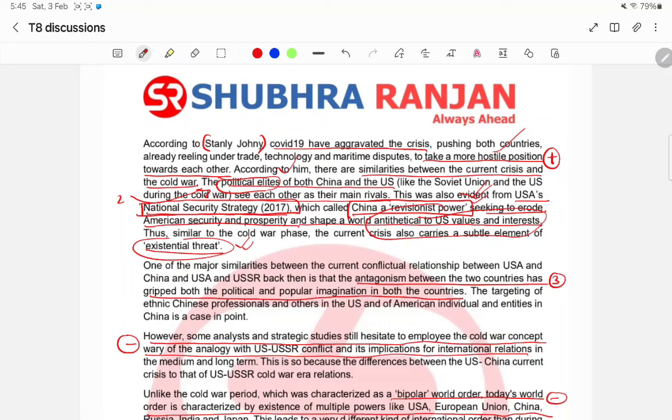So there is a subtle element that Americans take the Chinese rise as an existential threat. So this increases the chance of a Cold War between them. There is also a popular imagination: the American public takes the Chinese as their rival, and the Chinese public is taking Americans as their rivals.